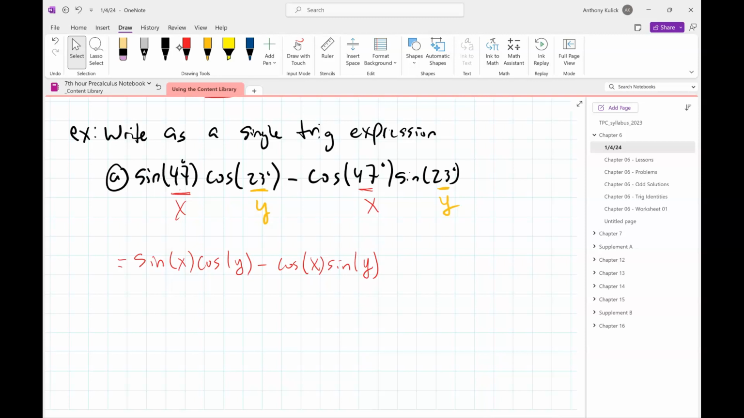So once I've done this, what am I going to do now? I'm going to go to my identity sheet and look for which one of them is equal to sine x times cosine y minus cosine x times sine y. Which one of those identities is equal to that one? SD2. Very good. So that's going to equal sine of x minus y using SD2.